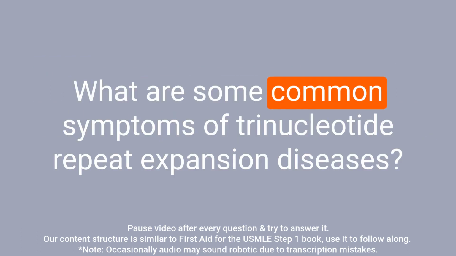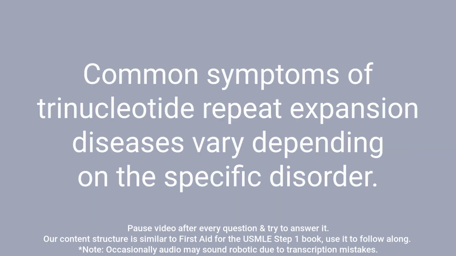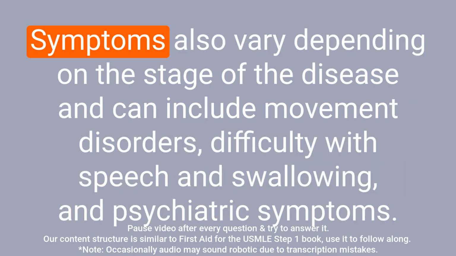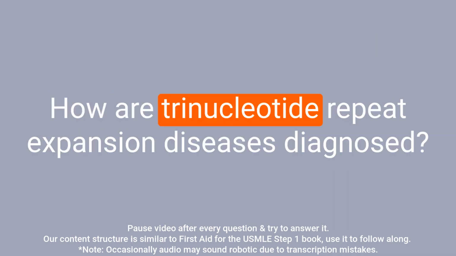Question: What are some common symptoms of trinucleotide repeat expansion diseases? Answer: Common symptoms of trinucleotide repeat expansion diseases vary depending on the specific disorder. Some common symptoms include muscle weakness, ataxia, cognitive impairment, and behavioral changes. Symptoms also vary depending on the stage of the disease and can include movement disorders, difficulty with speech and swallowing, and psychiatric symptoms.